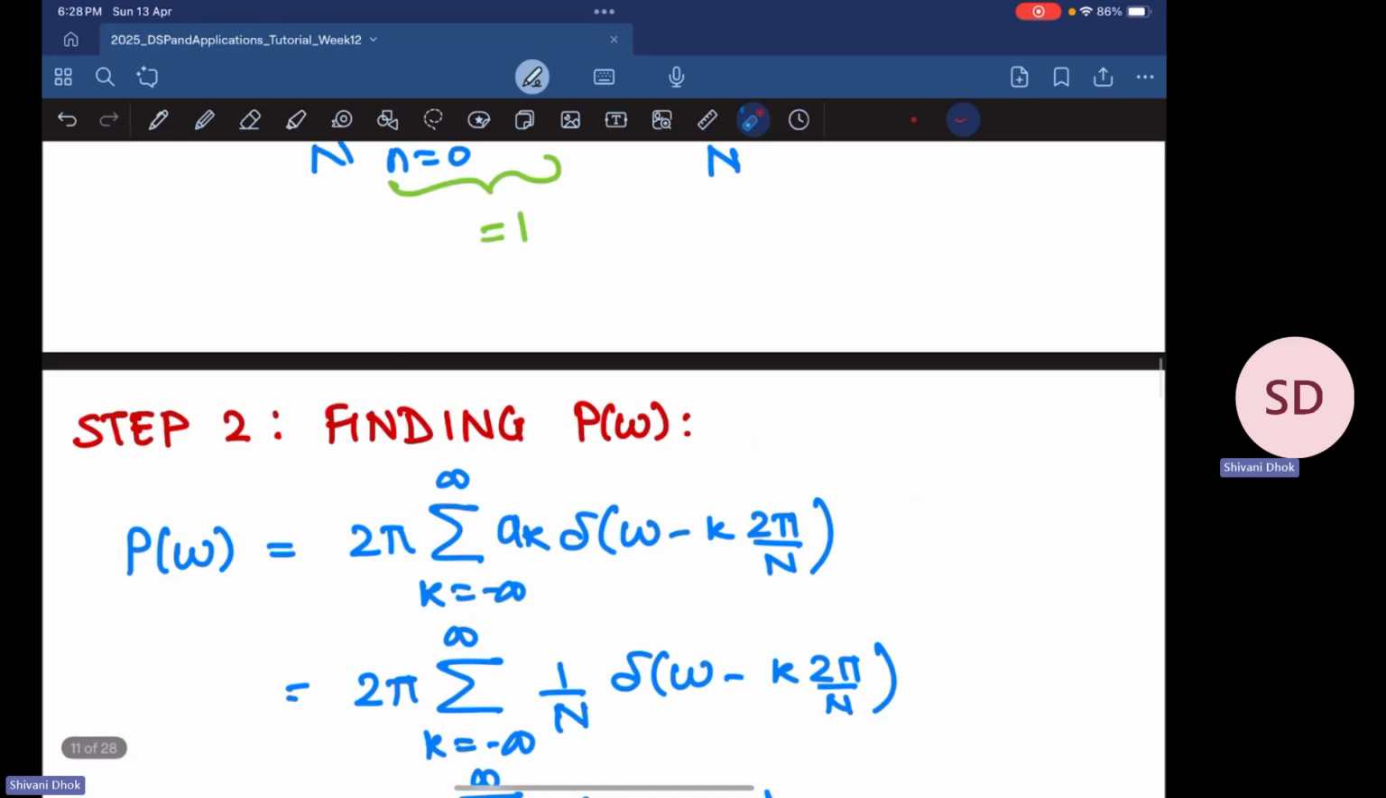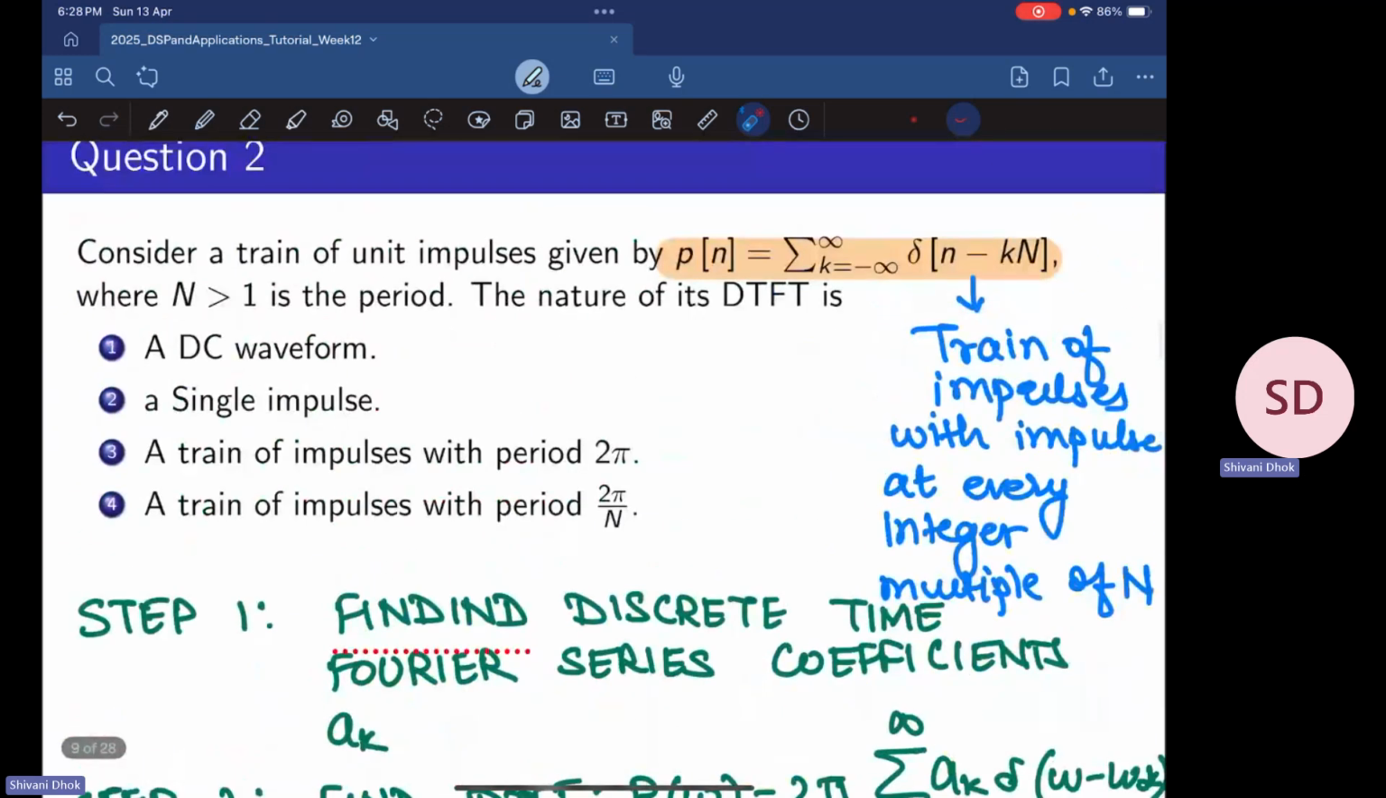Okay, so let's go back to our options. So the option that fits is this particular one. That is, a train of impulses with period 2 pi by N. Is this clear? Any questions?